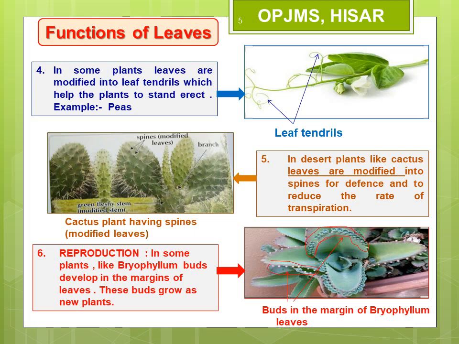leaves to the sunlight. In desert plants like cactus, the leaves are modified into spines not only for defense but also to reduce the loss of water through transpiration and help in conservation of water. Another function of the leaf is that they also help in reproduction. In some plants like bryophyllum, buds develop in the margin of the leaves. These buds grow as new plants and help in reproduction.